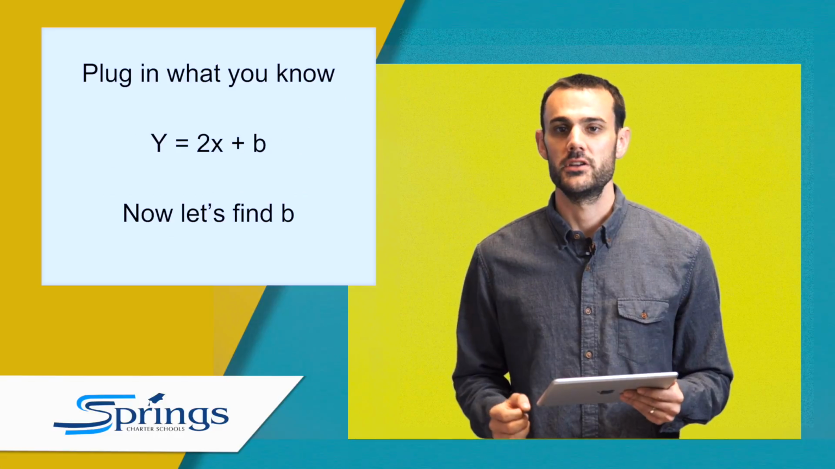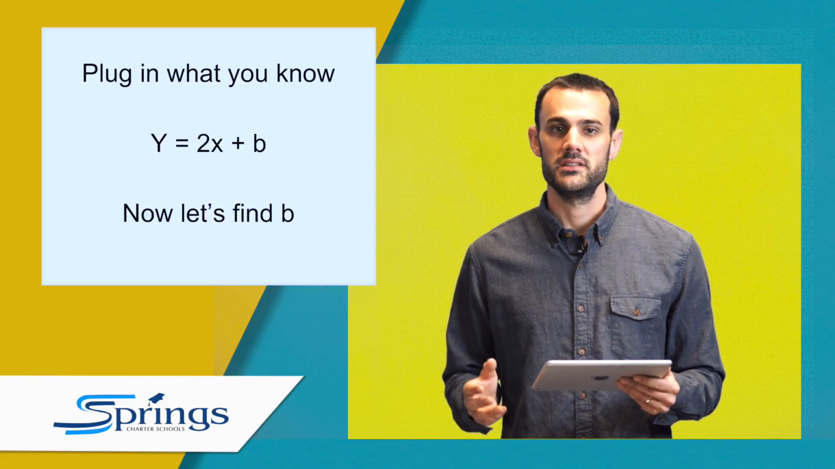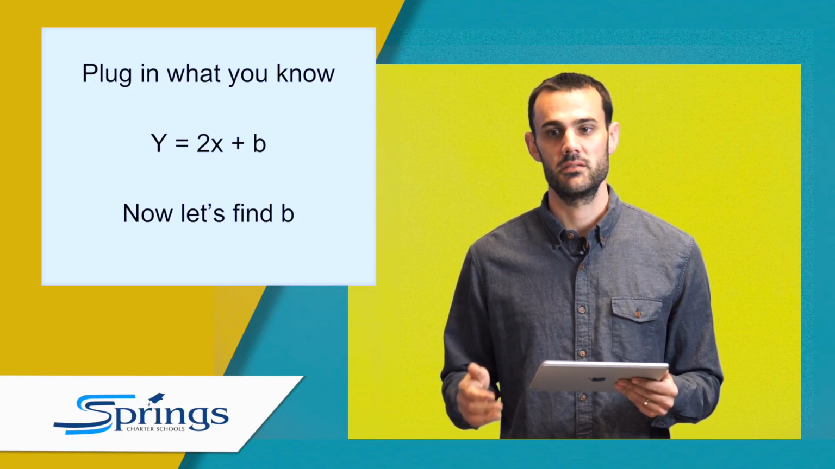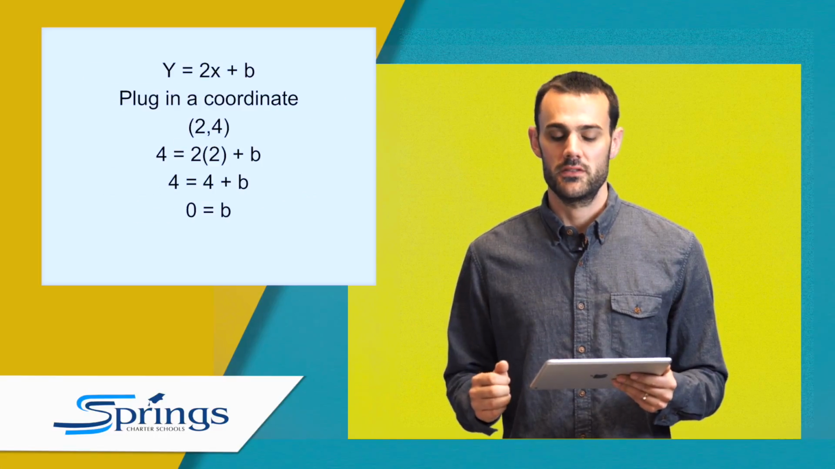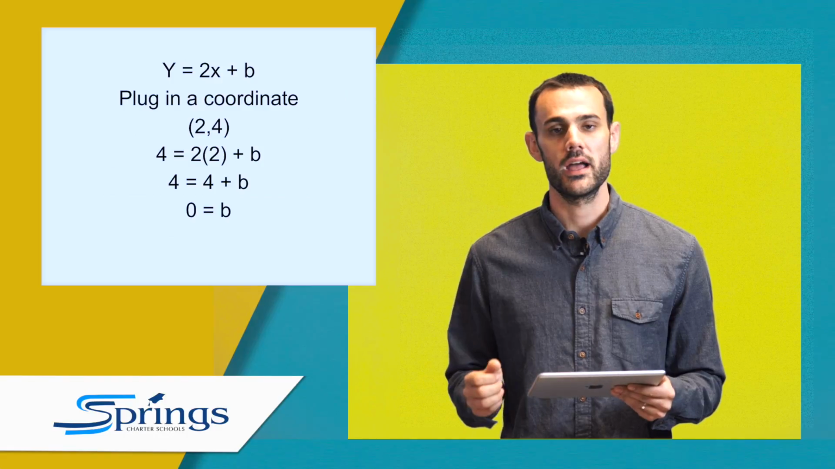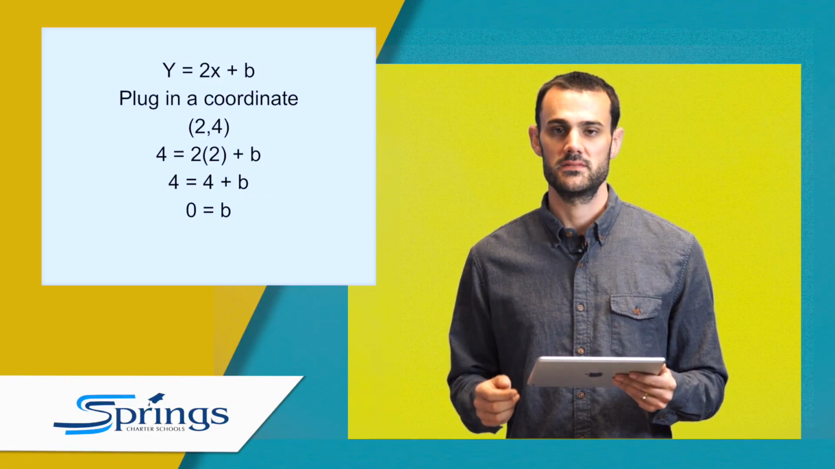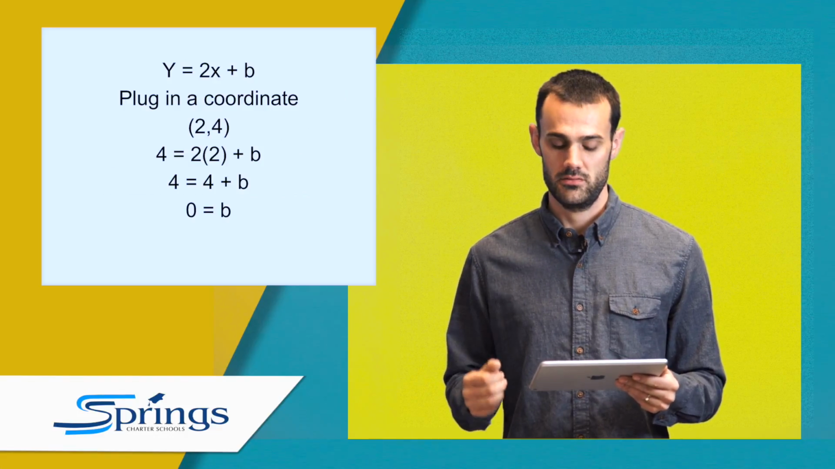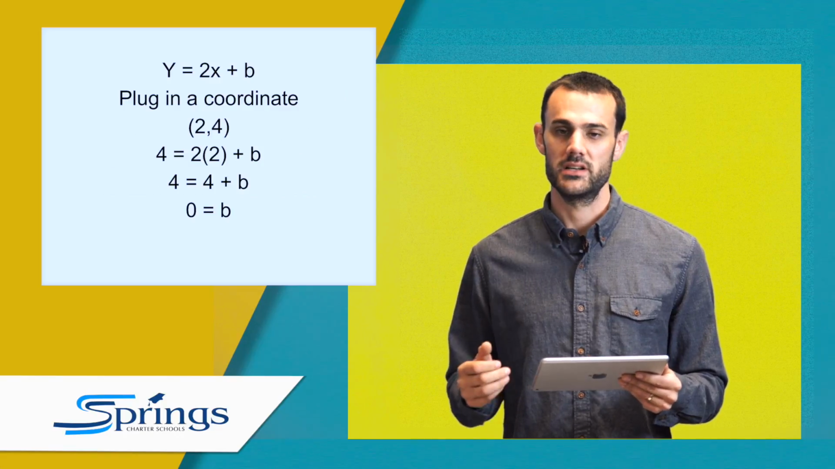So let's plug in what we know so far. y equals 2x plus b. Now, what we need to do is still find that y-intercept, or that b value, before we can say we're done solving this equation. So I'm going to go ahead and plug in the coordinate 2, 4, which is pulled out from our xy table previously. So the y value is 4 and the x value is 2. So I put 4 equals 2 times 2 plus b. When I do this, I get 4 equals 4 plus b.